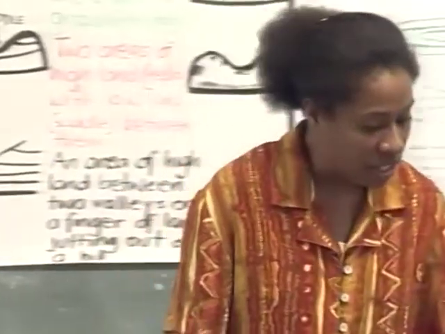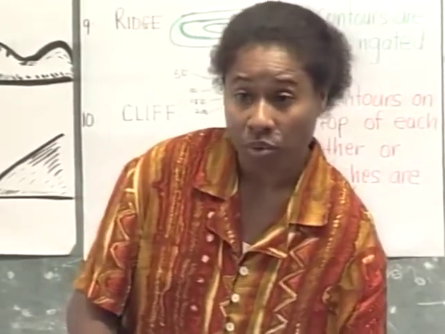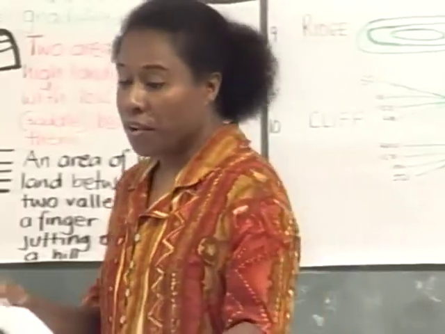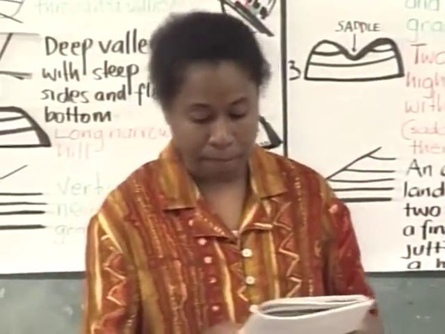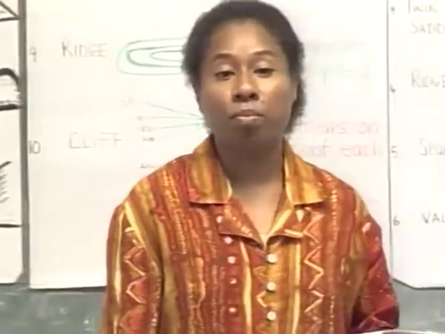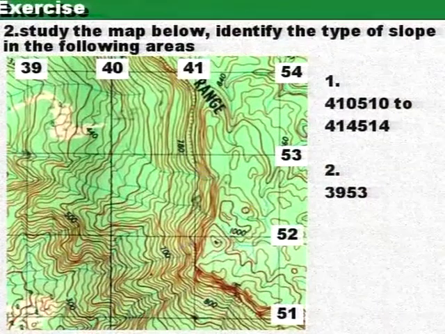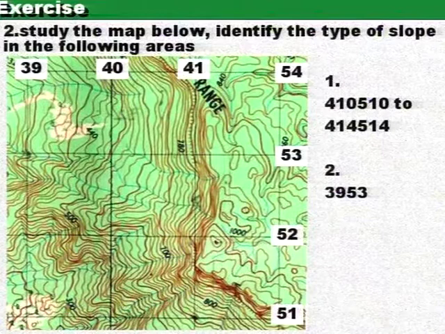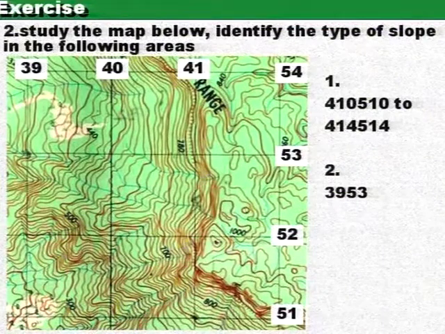Another two activities to see if we really understood what we were trying to do there for identifying types of slope. Referring to the same map, very quickly now, see if you can identify what type of slope is found in the area or grid reference given: 410, 510, to 414, 514. I'll repeat: 410, 510, to 414, 514. That's the first area that you look at for the type of slope.